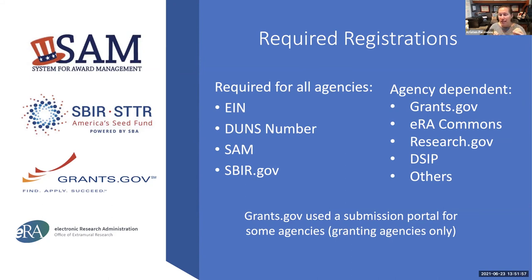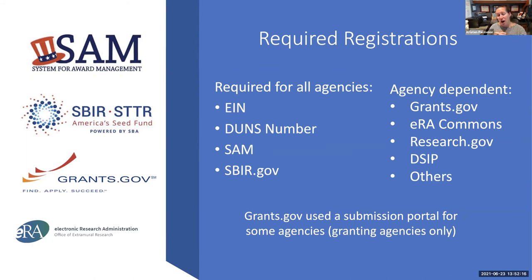EIN is like immediate. DUNS is like 24, 48 hours. SAM can take 4 to 6 weeks and sometimes has to be submitted more than once. And so if you're thinking about submitting a proposal, go ahead and register your company on SAM.